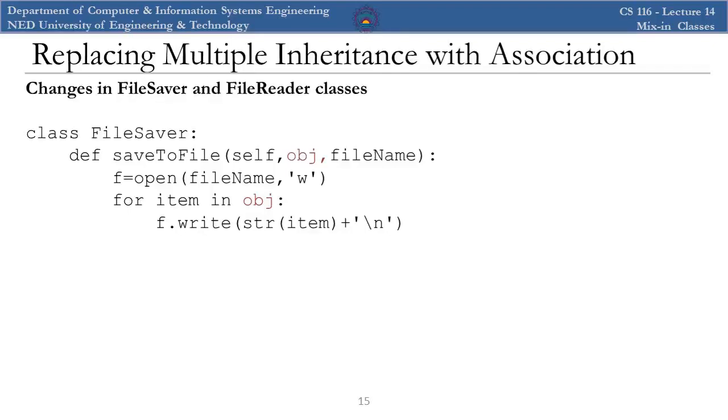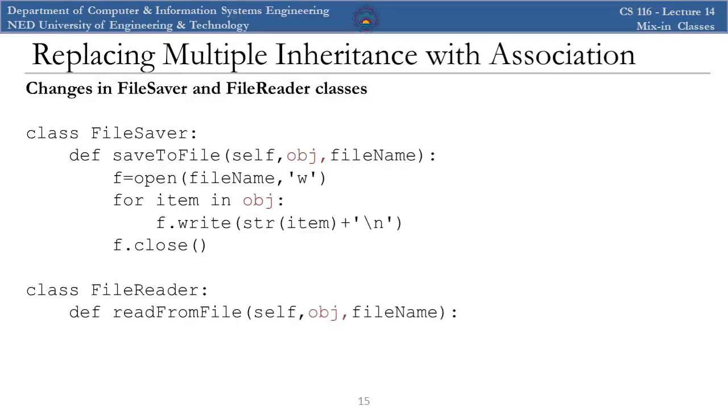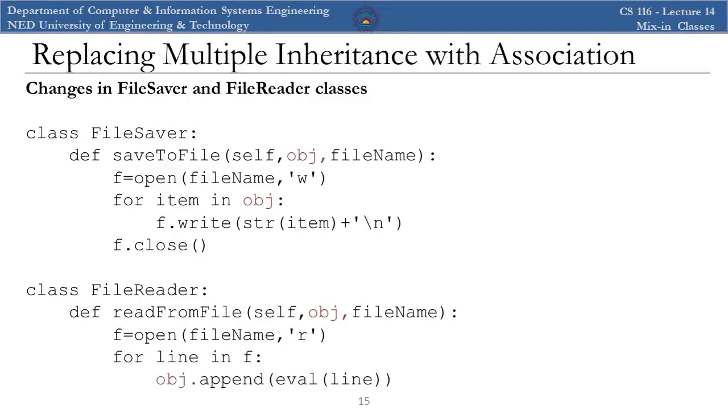I hope you are able to make out the difference between this code and the former code. There we did not need to pass this obj explicitly, because we were inheriting from this class, and self can call this method on it automatically. But now this is not going to be the case, which I'll show you on the next slide, like why it will not work. So here we are adding obj as an argument. Let's close this file, and the same change we'll make in file reader too. See, here also I've added this object obj, and I'm appending the lines which I'm reading from the file to this object obj.